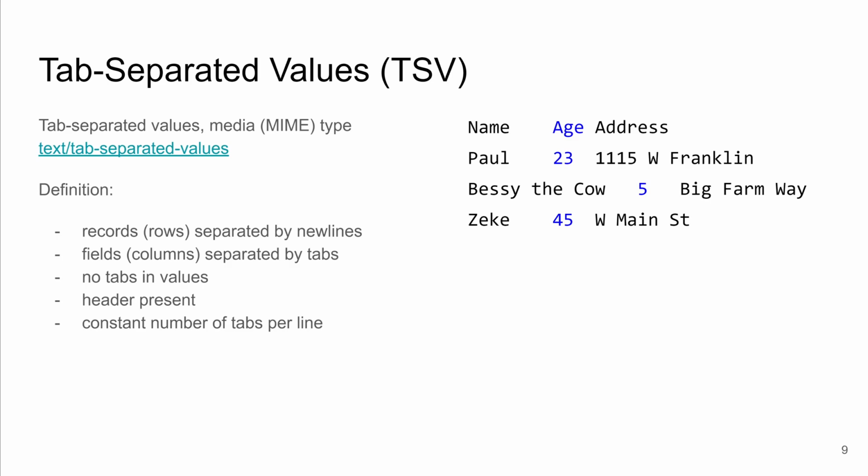Another, a bit more standardized approach is tab-separated values. Here, as the label suggests, the individual values are separated by tabulators. This format actually has its own media type registered with IANA. Here, rows are separated by new lines, fields are separated by tabs. There can be no tabs in values. There is always a header, which means that on the first row there are names of the columns, and then there is data from row 2 on. And there is always a constant number of tabs per line. So it is quite straightforward, quite easy to work with, and it is also quite old.